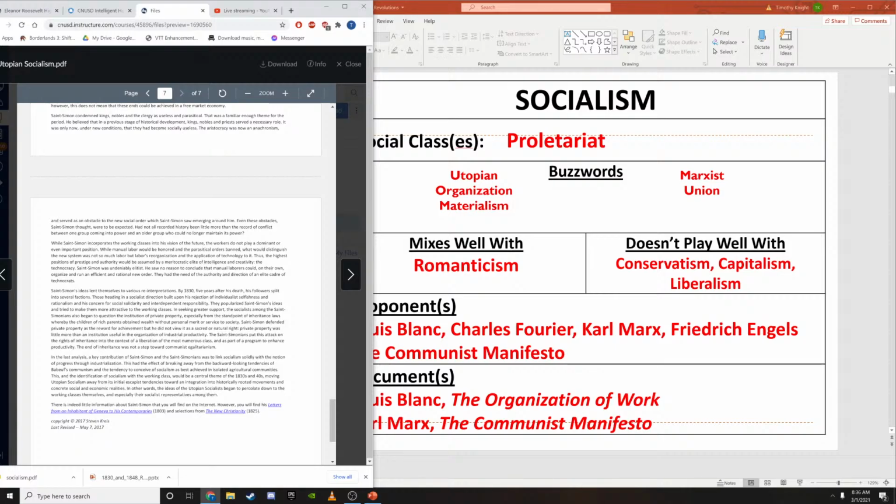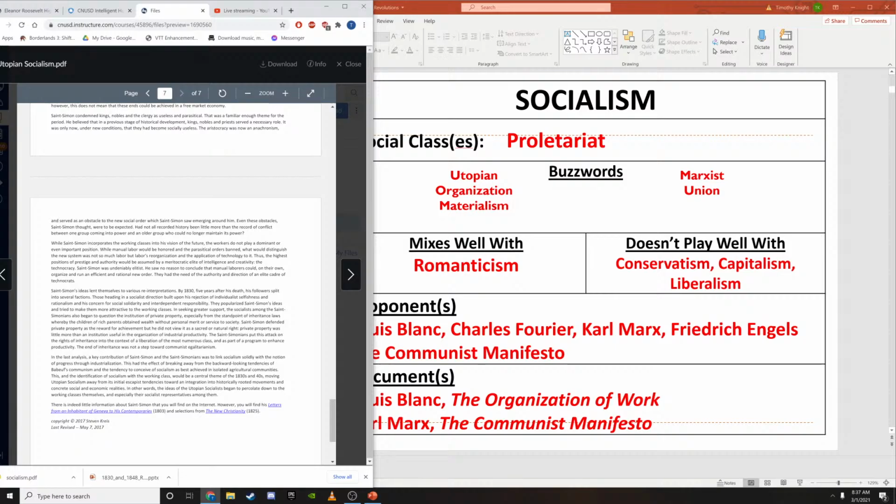This and the identification of socialism with the working class would be a central theme of the 1830s and 40s, moving utopian socialism away from its initial escapist tendencies toward an integration into historically rooted movements and concrete social and economic realities. In other words, the ideas of the utopian socialists began to percolate down to the working classes themselves, and especially their socialist representatives among them.